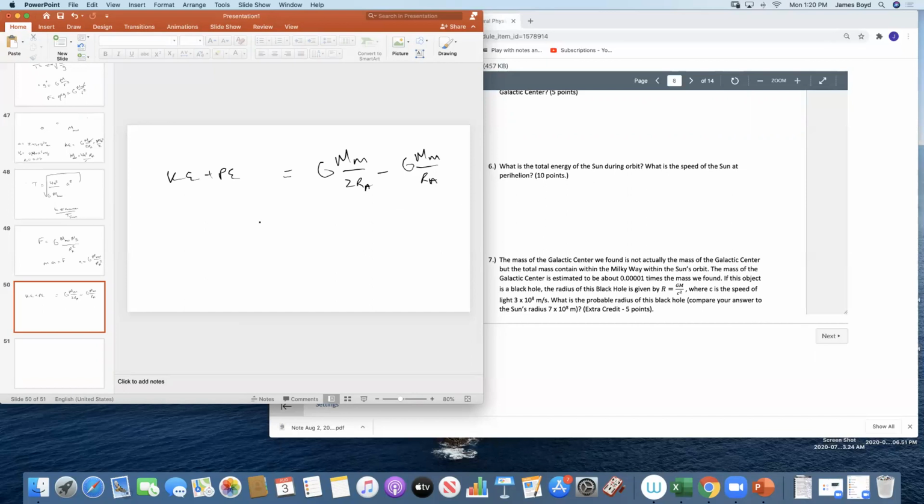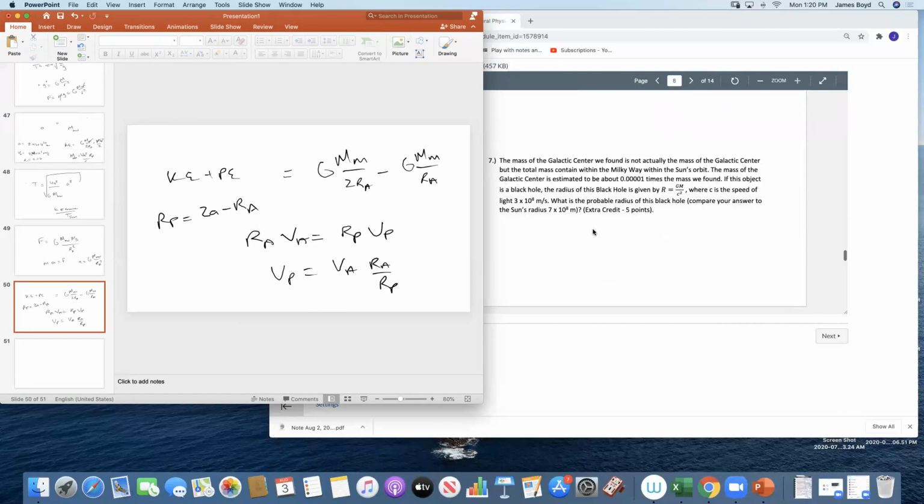You can also get the speed at perihelion from RA. VA is equal to RP VP. You can find RP from 2A minus RA. And we wanted VP, right? So VP is VA times RA over RP. So you can find that. That's not too hard to do. It's just plug and chug, really.